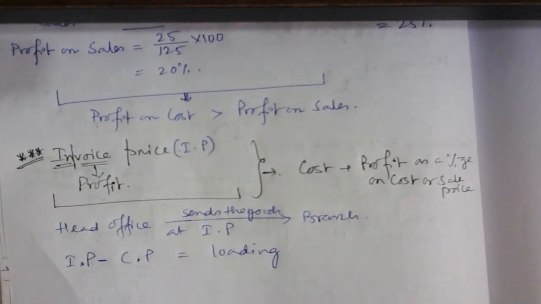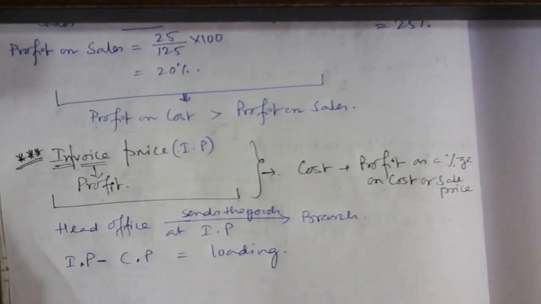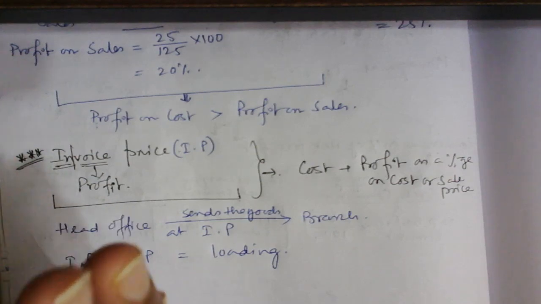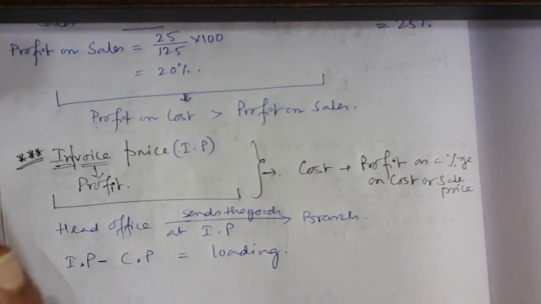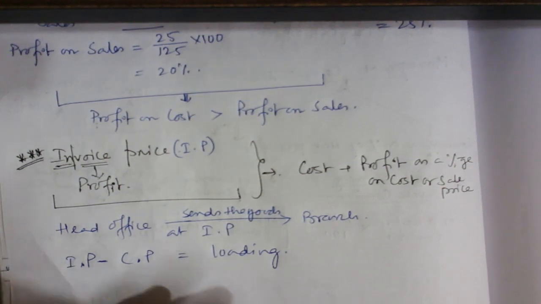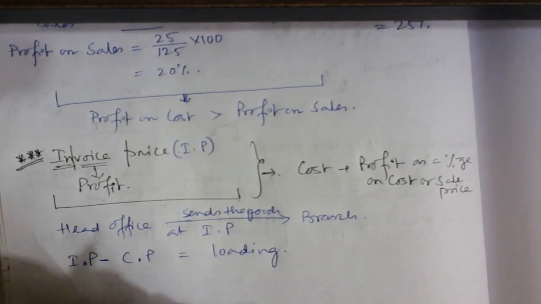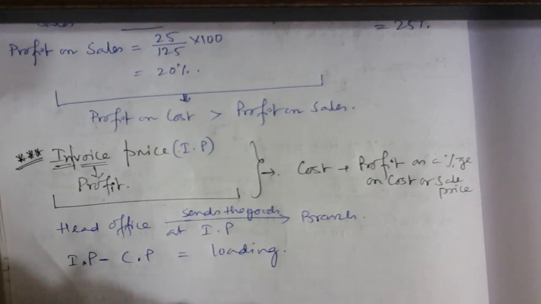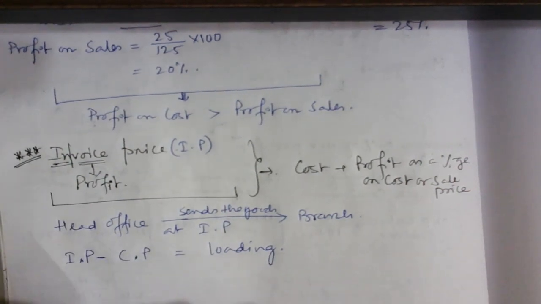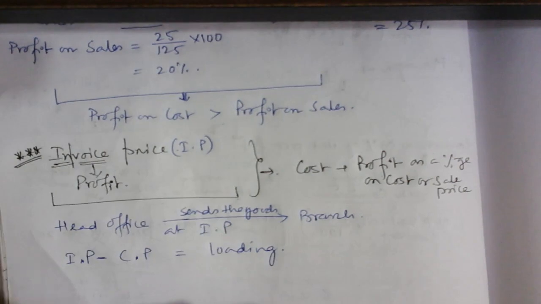So IP minus CP is your loading. And we all know that if we include all the loading in our books of accounts, let's say the goods sent to the branch, goods returned to the branch, or opening stock and closing stock, all at loading price, then what happens? Your correct profit will not get calculated.